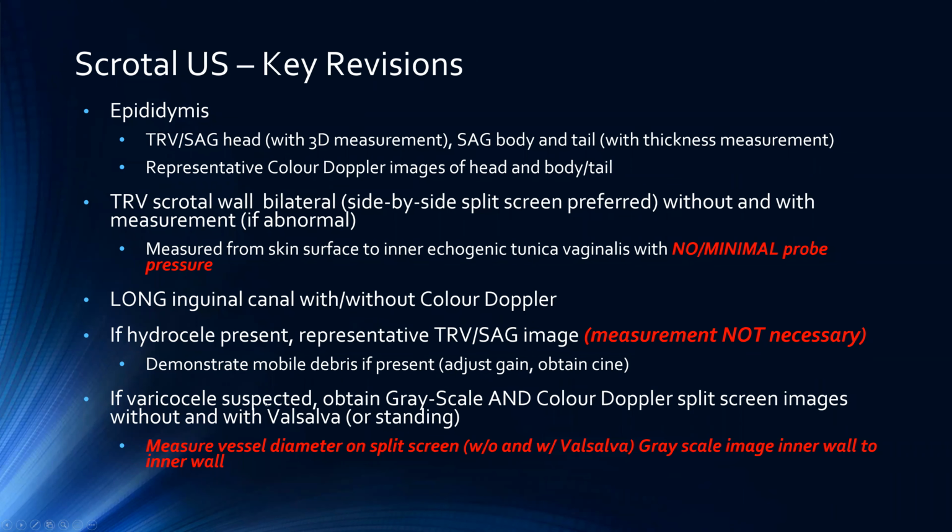And then in terms of the varicoceles, if you do see something that suggests varicocele, and the vessels do appear a little bit prominent, grayscale and color Doppler images on split screen, without and with Valsalva or standing, and then measure the vessel diameter on split screen, but this should specifically be done on the grayscale image, inner wall to inner wall, both without and with Valsalva on those split screen images.